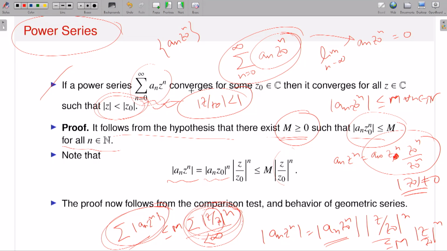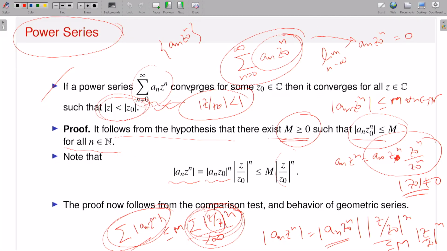This is very nice actually. So that means if I know the convergence at one point, then I know the convergence at infinitely many points. So that's what it is. Okay, so these are all properties.